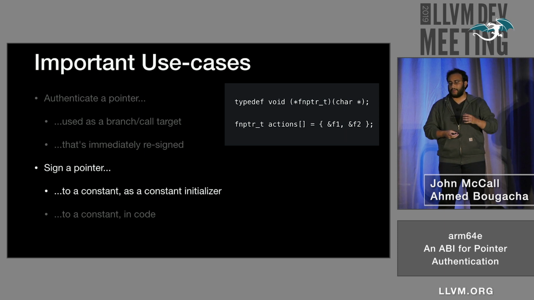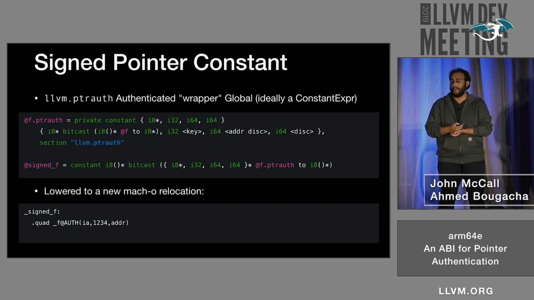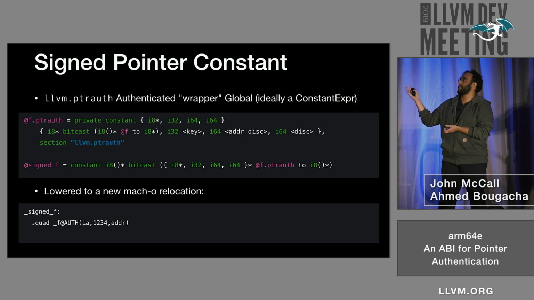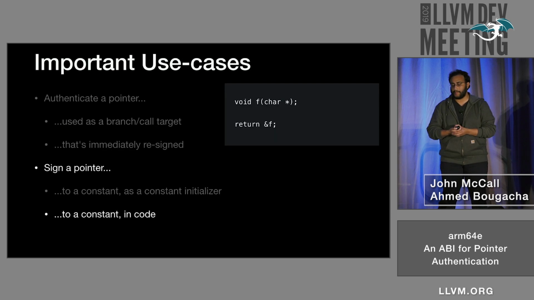So that's resign. Another thing that we often do is generate a pointer to a constant that is signed as a constant initializer. If you think about it, that's something that happens whenever you emit a vtable. For that, we added the LLVM per auth section, where we put globals that are basically a wrapper global expressing a signed relocation to a symbol. Ideally this should really be a constant expr, but we have constraints for downstream bitcode, so that's something we can talk about on the mailing list also.